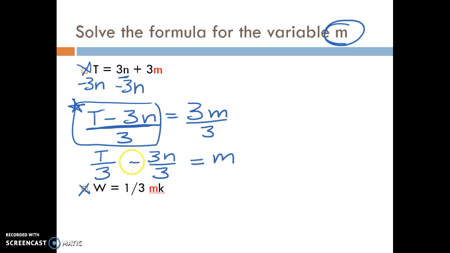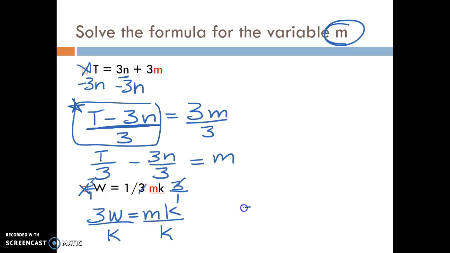Currently, it is being solved for w. Similar strategy. Right now, m is hanging out with k and 1/3. If we want to get rid of that fraction, we need to multiply by the reciprocal. So 3 over 1. 1/3 multiplied by 3 over 1, those all cancel, and we get 3w is equal to mk. Now to further isolate m all by itself, we need to divide by k. 3w divided by k is equal to m.